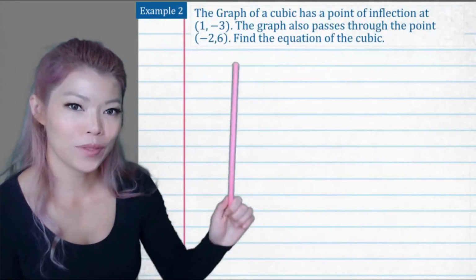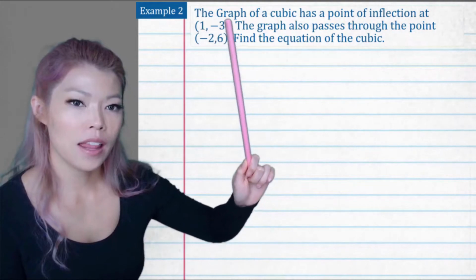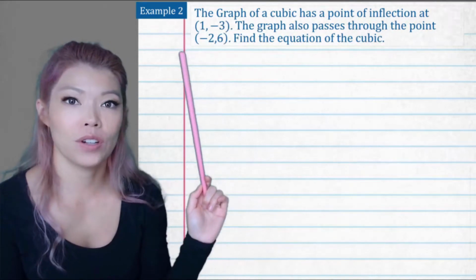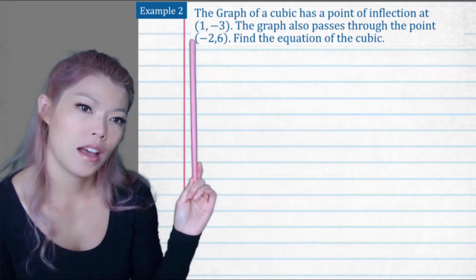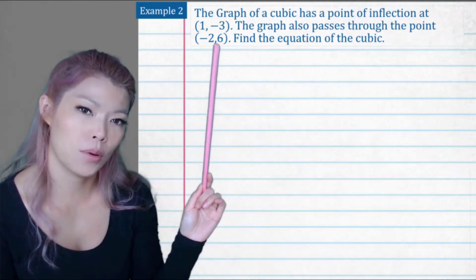Example 2. The graph of a cubic has a point of inflection at (1, -3). The graph also passes through the point (-2, 6). Find the equation of the cubic. So we have a point of inflection over there, and it passes through another point over there.